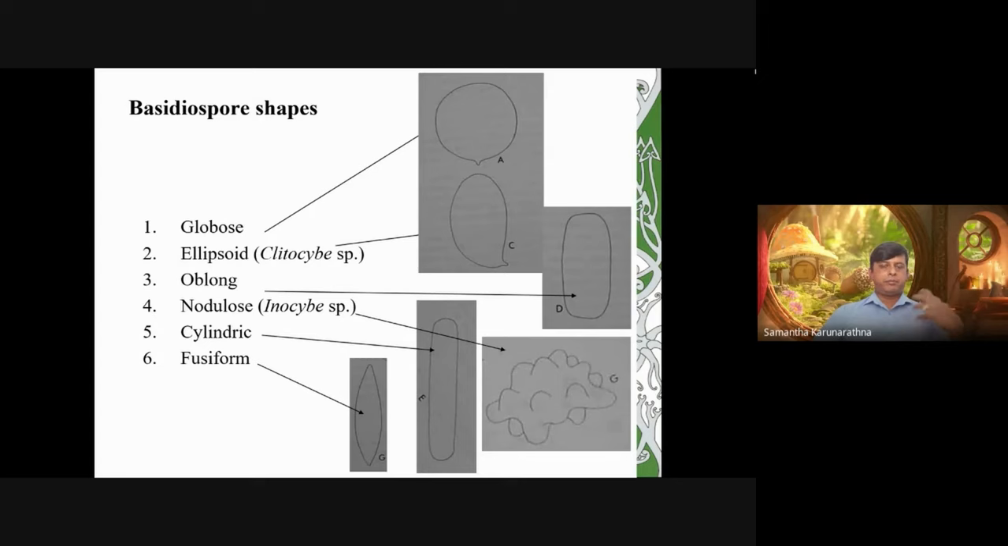Basidiospores have different shapes. So you can see the ellipsoid and oblong, globose, here globose, ellipsoid like this, and oblong like this, and nodulose like this in Inocybe, and cylindric, very long, and fusiform, like this shape. Next one, please.